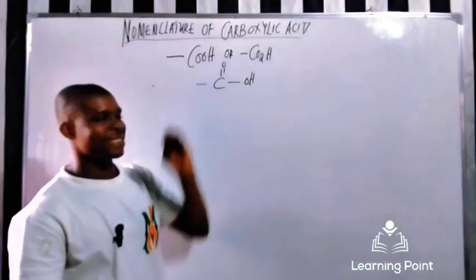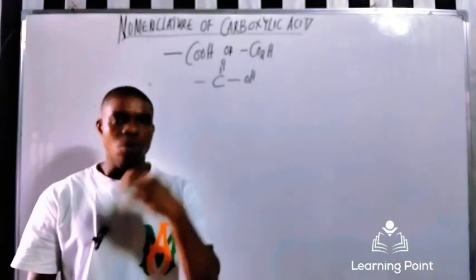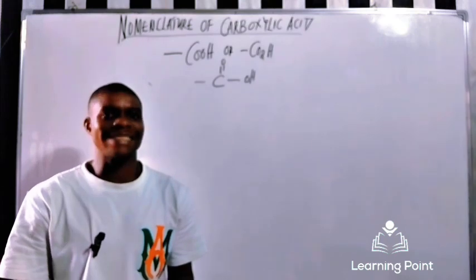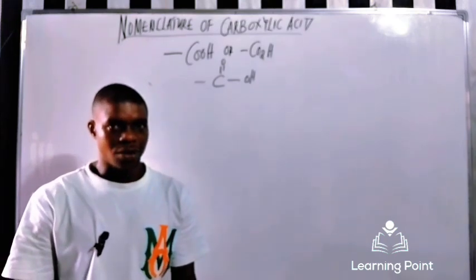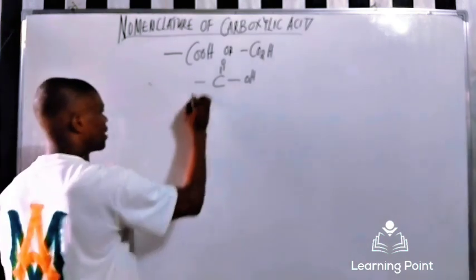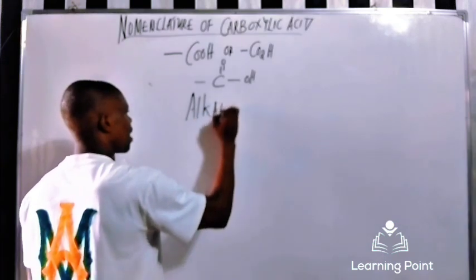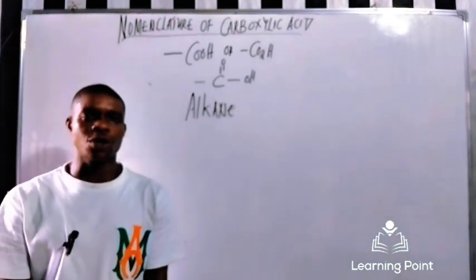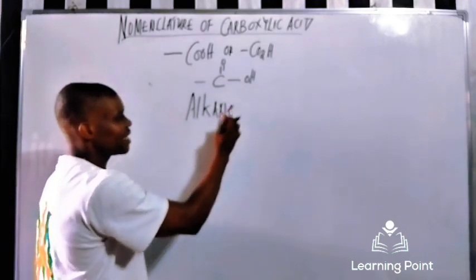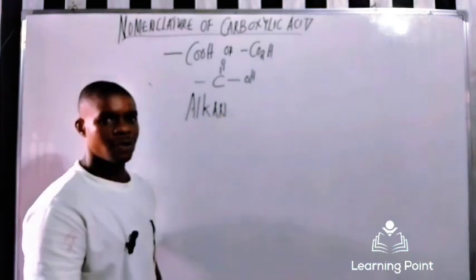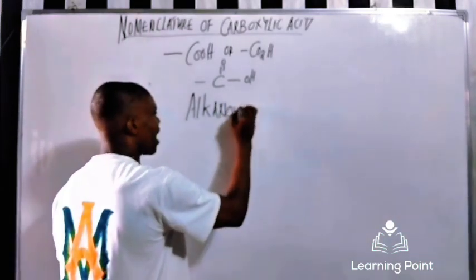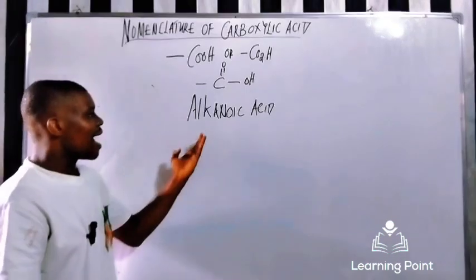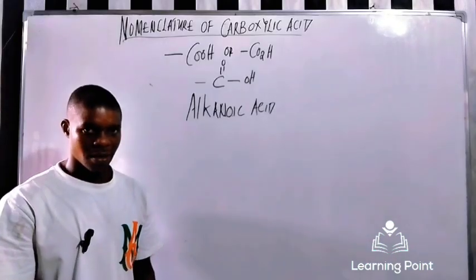Now, carboxylic acid is the common name. But we have the IUPAC name. The IUPAC name is derived from the alkane. Remember, we have alkane. Now, to transfer to carboxylic acid, the E in this alkane is removed and replaced with OIC acid. So we call it alkanoic acid.